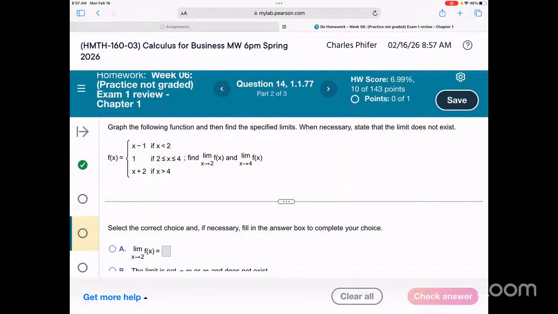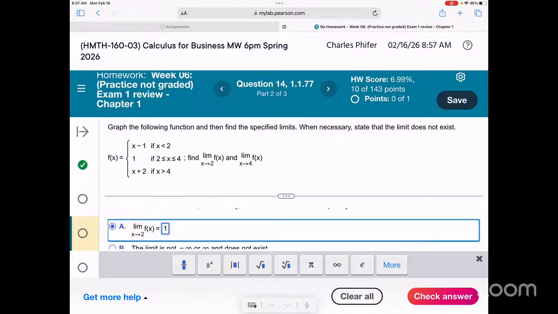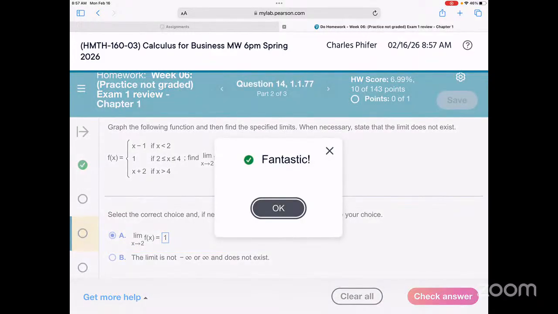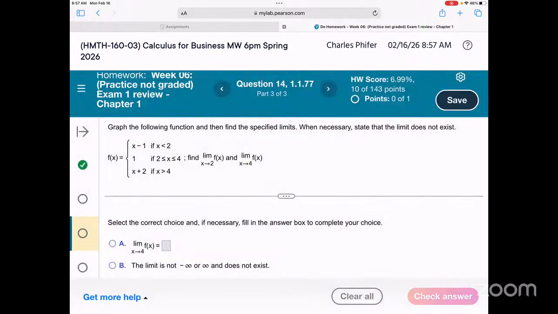Okay. Select the correct choice if necessary. Fill in the box. The limit as x approaches 2. So from the left, the y value gets closer to 1. From the right, y is 1. So we would say the limit there is 1. But for 4, on either side of 4, the y values approach different numbers. So we would say that the limit does not exist.